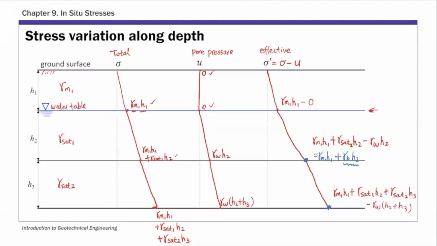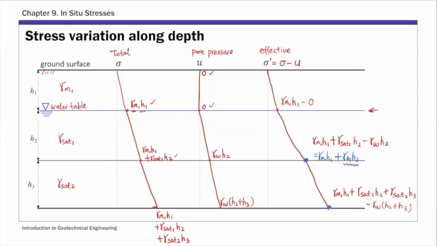Let's call this gamma B. Actually, there's a typo here, excuse me. So this is gamma saturated 1. So let me remove this. Sorry. Okay. So this is gamma B1. Gamma B1 is the buoyant unit weight of this saturated soil layer.